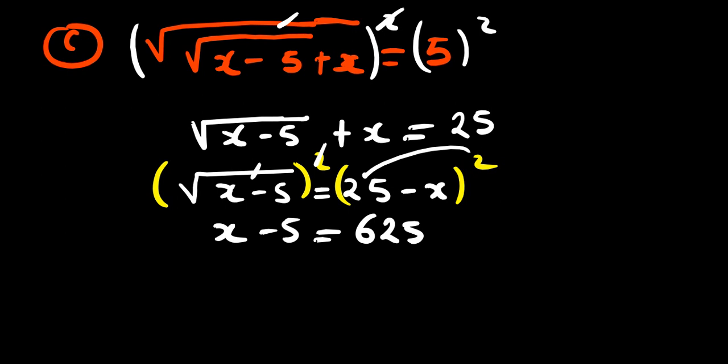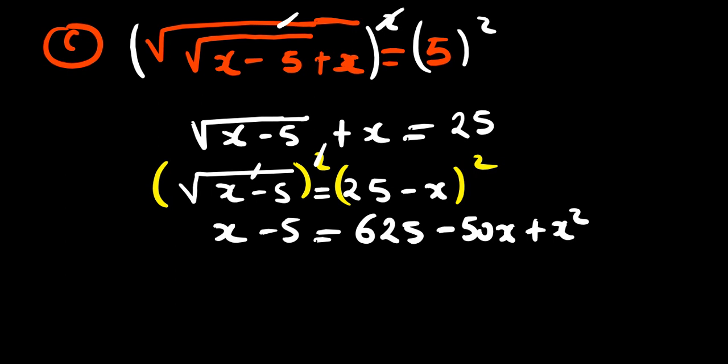Okay, 50 multiplied by negative x, so I'm going to have negative 50x. Then the negative x squared will just give me positive x squared. Okay, then what am I going to do? I'm just going to put the like terms together and solve.